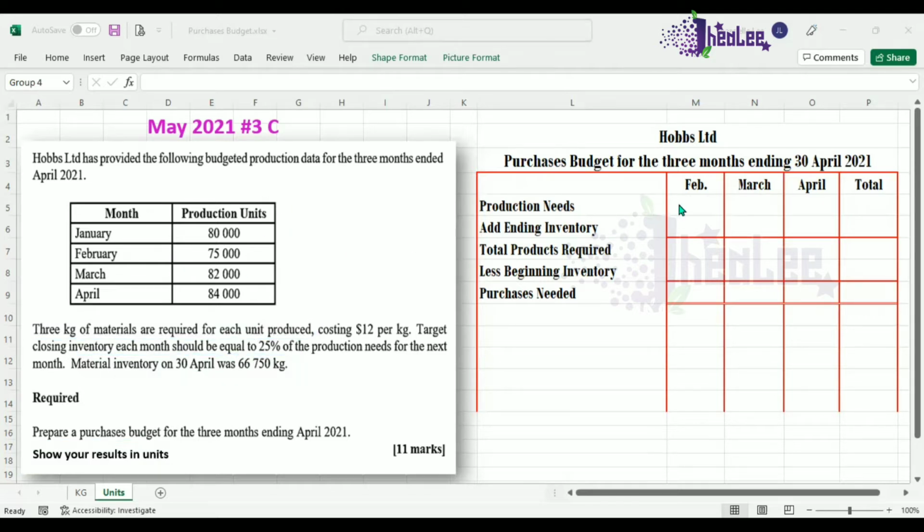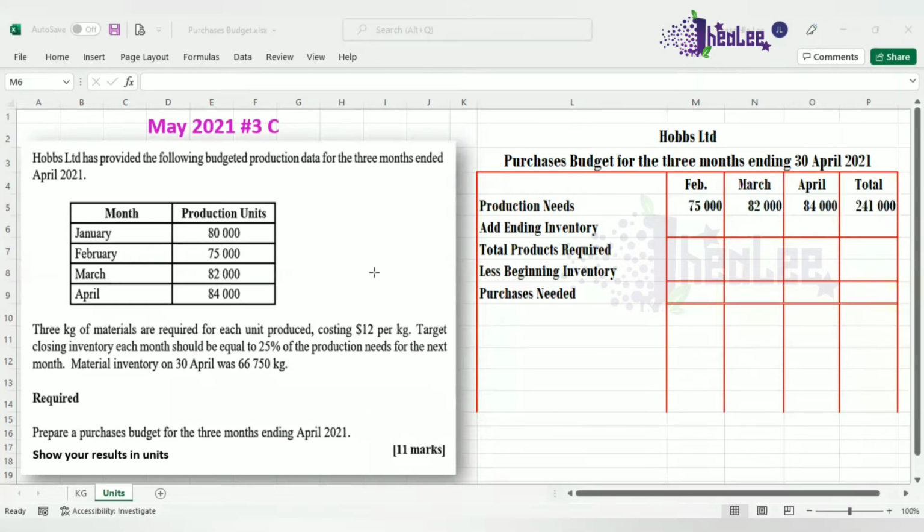What we pick up first is the production needs for each month. For February, that is 75,000. For March, that is 82,000, and for April, that is 84,000. This gives us a total of 241,000 units. To get the ending inventory, we need to find 25% of the production needs for the next month, as indicated in the additional information.